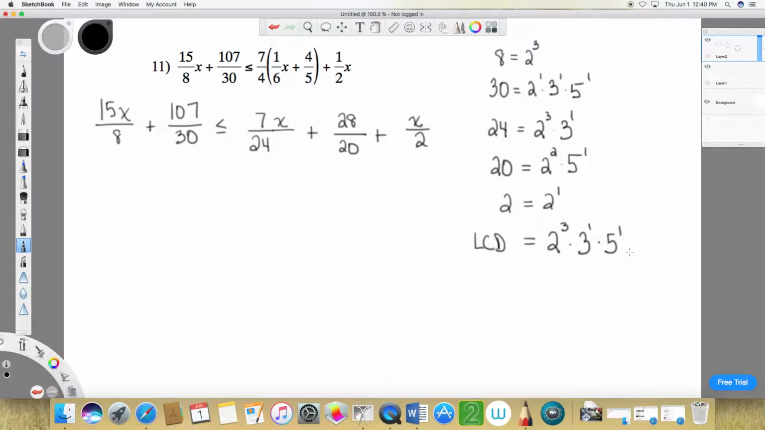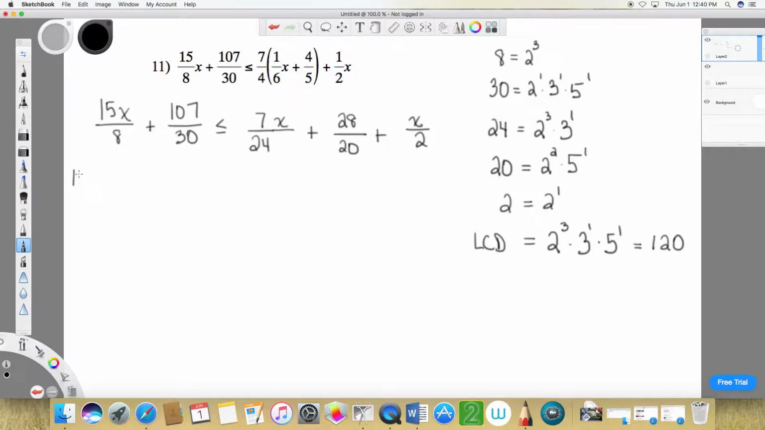120. So I wouldn't have been able to, other people I'm sure can either in their head or just kind of look at the numbers and they have a good number sense and guess, or they'll count by eights, they'll count by 30s, they'll count by 24, count by 20s, count by twos, and the first number you end up on that's the same is the 120. So I know now that I'm shooting for a denominator of 120.